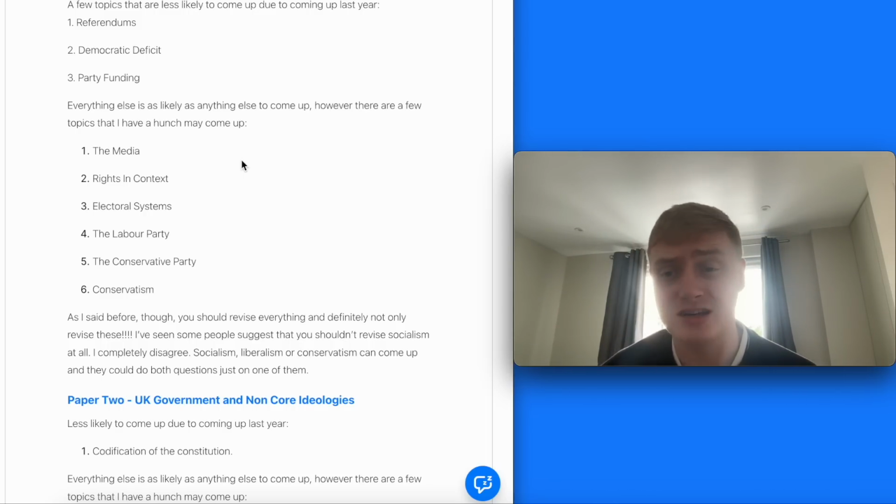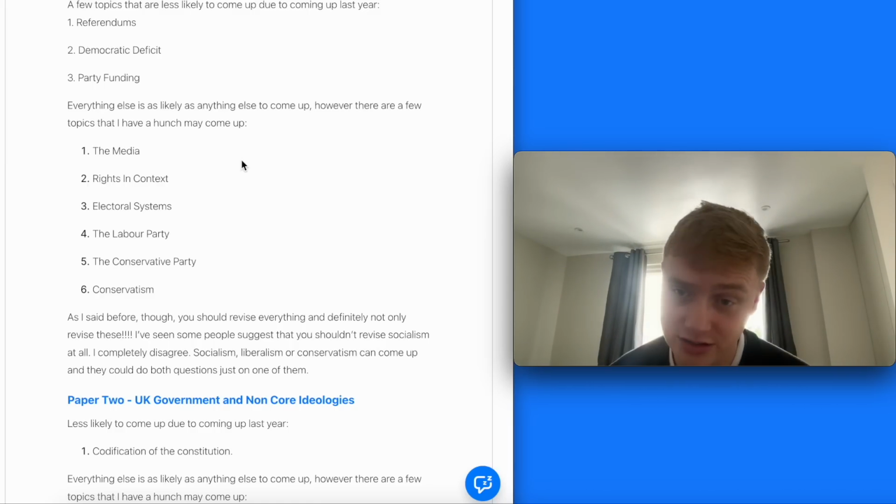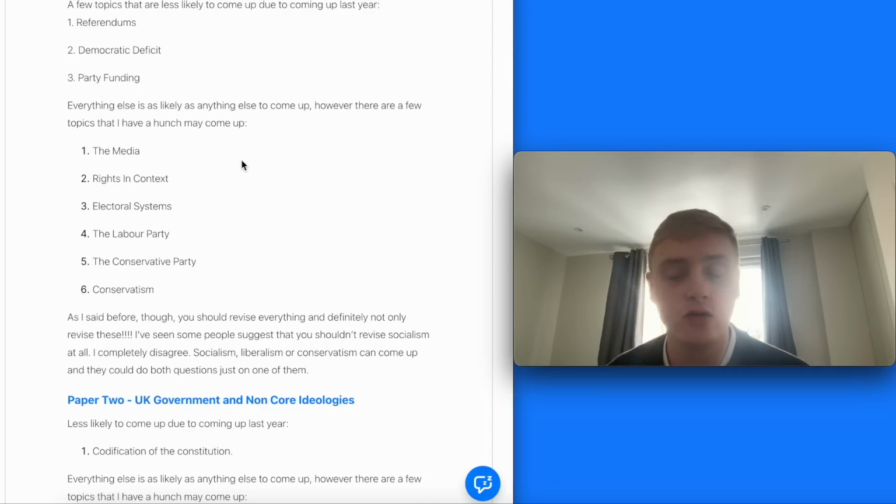Next thing that I think is quite likely to come up, especially as being very topical in the last couple of years with the Conservative government increasingly passing a number of reforms that have gone against rights, is rights in context. Hasn't come up in a while. And the kind of question you can expect for this is something like evaluate the view that rights are effectively protected in the UK, or evaluate the view that individual and collective rights are poorly protected in the UK, something like that.